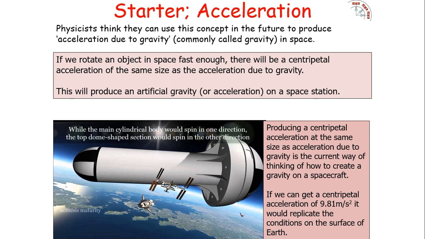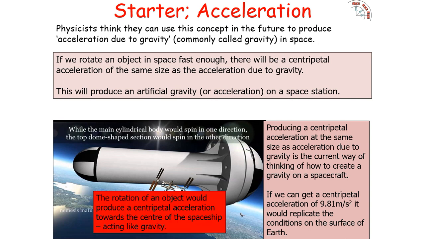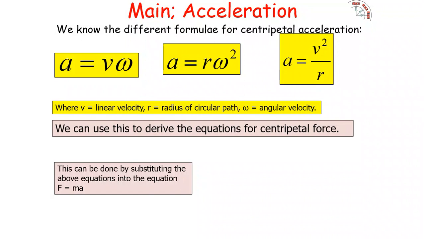So producing a centripetal acceleration at the same size as acceleration due to gravity is a current way of thinking of how we can create gravity on a spacecraft, or simulate that effect. Because if we can produce a centripetal acceleration of 9.81 meters per second squared, it will replicate the conditions that we experience on the surface of the Earth. So the rotation of an object will produce a constant acceleration towards the center of the spaceship, mimicking the effect of gravity.